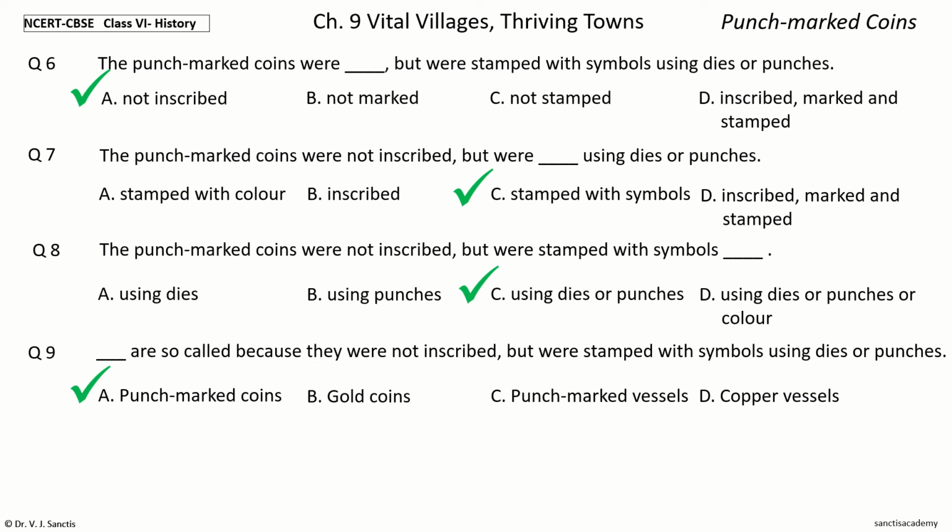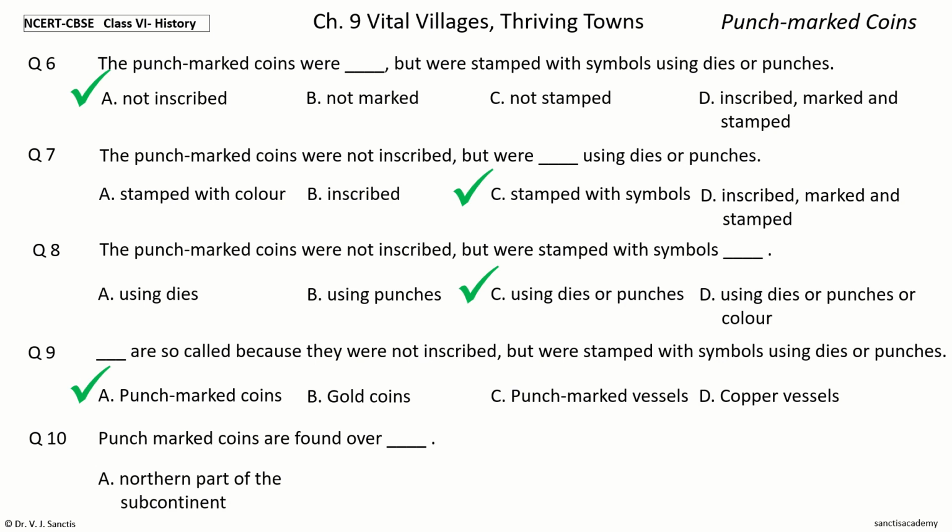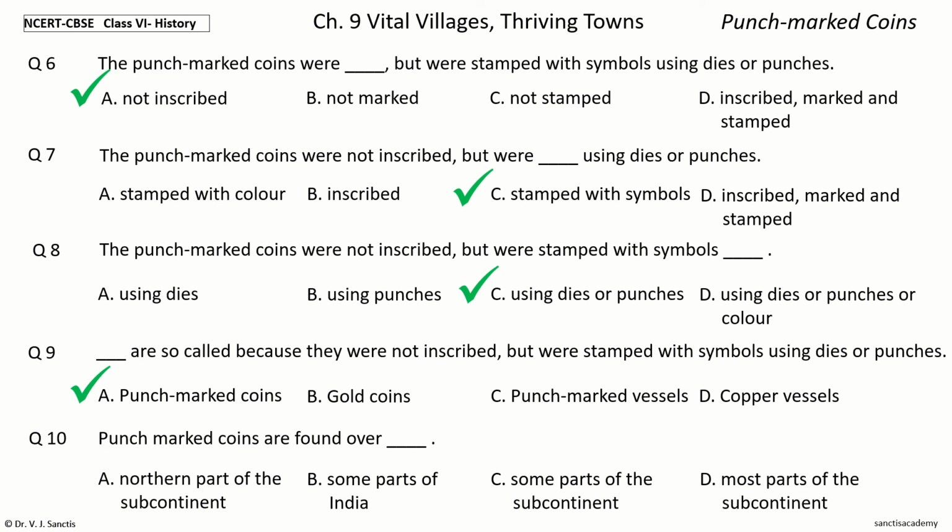punches. Question 10. Punch-marked coins are found over dash. The options are northern part of the subcontinent, some parts of India, some parts of the subcontinent, most parts of the subcontinent. Your time to choose. And the answer is most parts of the subcontinent. So, punch-marked coins are found over most parts of the subcontinent.